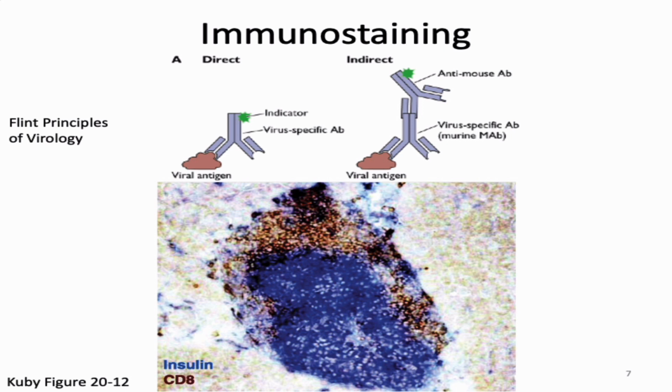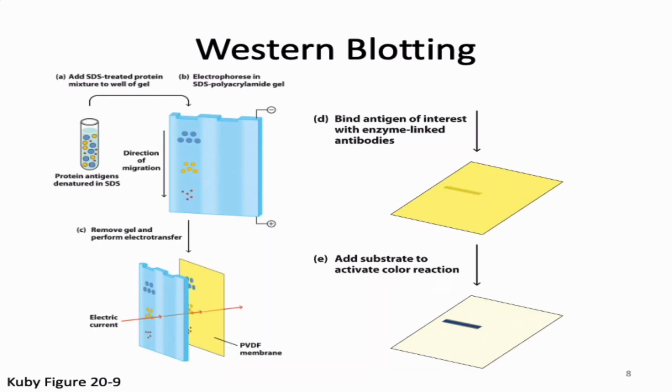The other very famously useful technique that comes up here is a technique called a Western blot. Again, you probably have seen a Western blot with Dr. Miller. It's really the same thing as immunostaining. It's just that you don't start with stuff on a slide. You start with stuff in a gel.